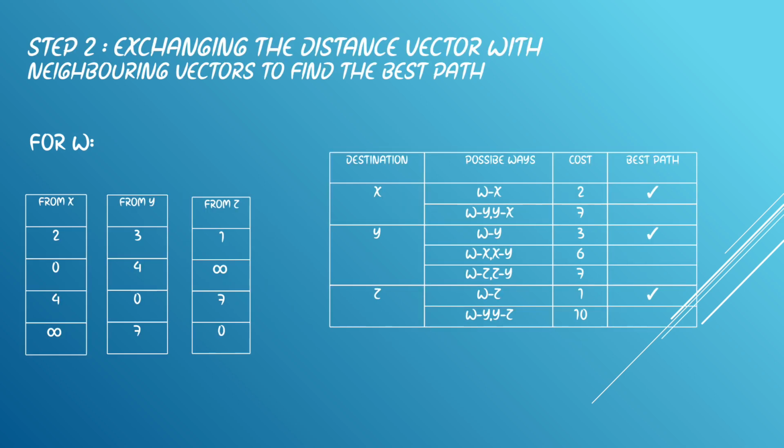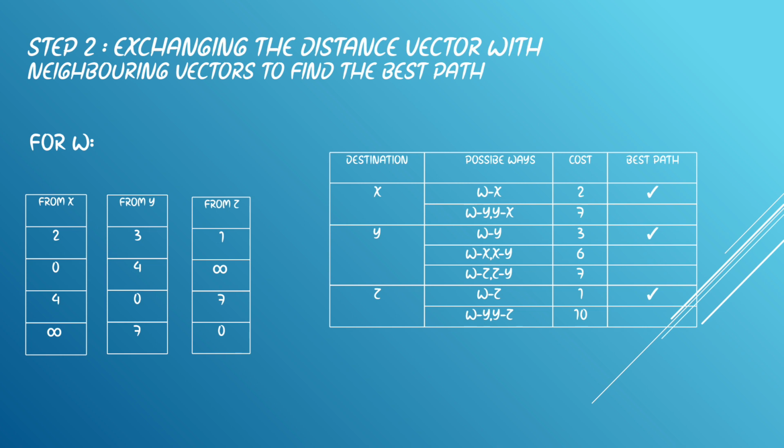And step 2 is to exchange the distance vector with the neighboring vectors to find the best path. For W, it is connected to 3 routers: X, Y and Z. So we are taking the values from the local routing tables for X, Y and Z. Now we are going to find the possible ways and the best path.